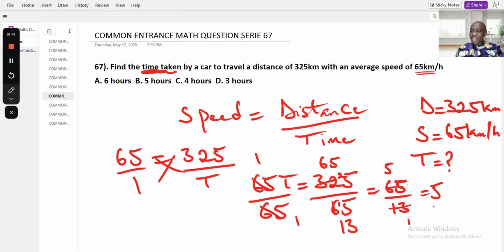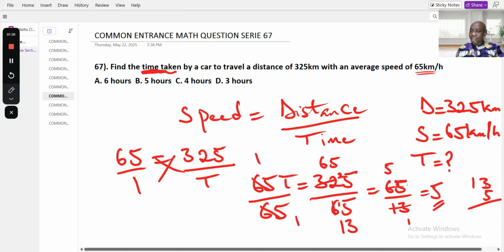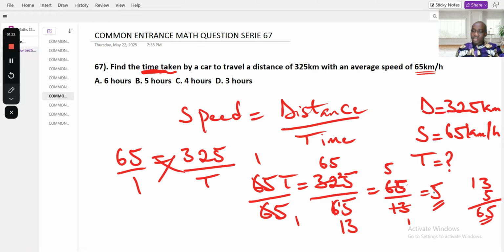Our final answer is 5. If you multiply 13 by 5: 5 times 3, 15. Remember 1. 5 times 1, 5 plus 1, that's 6. So therefore 13, we will see 5 times 13 is 65, which is 5.